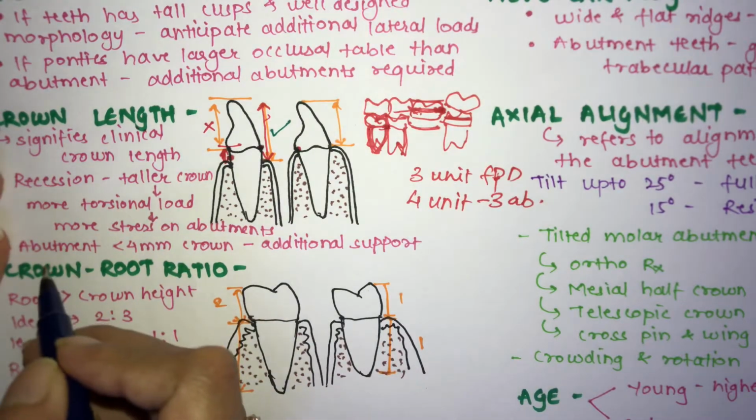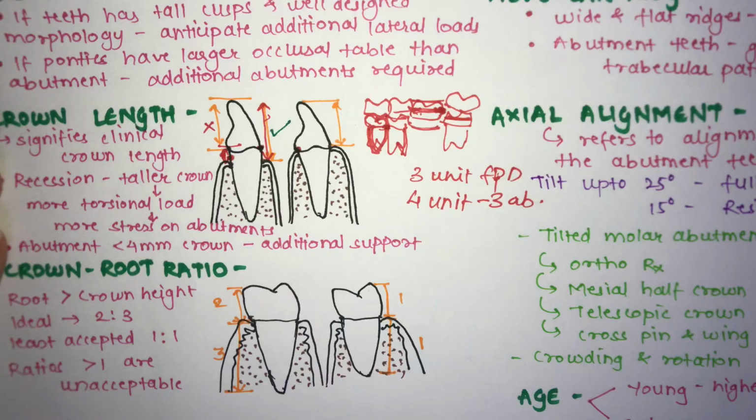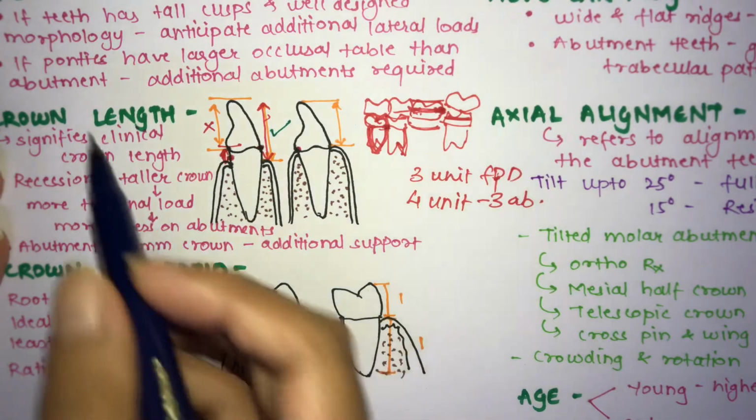Now the next is, if the abutment teeth have less than 4 mm of crown structure, in that case again you require additional support. So this is about the crown length.